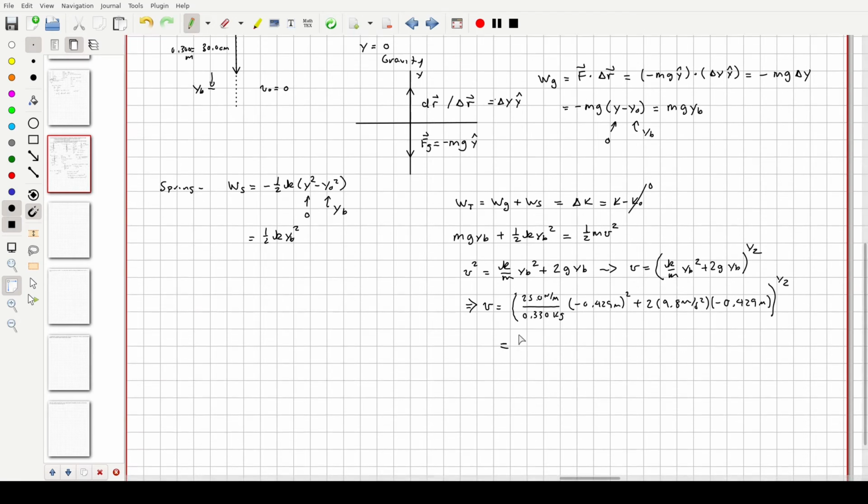Okay. So if you do it, let me do it real quick. It's the square root of 25 divided by 0.33 times 0.429 squared, plus 2 times 9.8 times 0.429. I get 2.35 meters per second. So there's your speed right there.